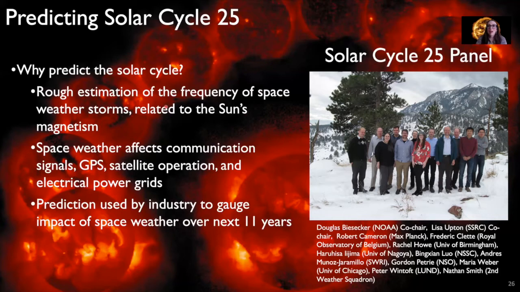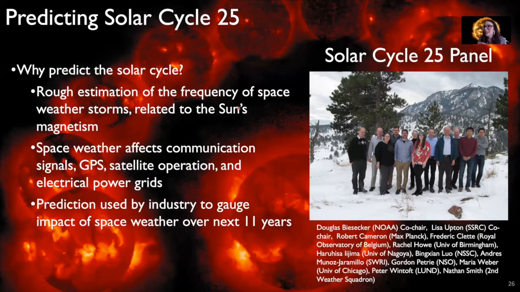And right now I'm actually on a NASA panel that convenes every 10 years in order to predict the sun's next upcoming solar cycle. I'm on what we call the solar cycle 25 prediction panel. And here I am with a bunch of other colleagues a couple of years ago up in the mountains of Colorado for our retreat to think about how we're going to predict the sun's upcoming solar cycle.